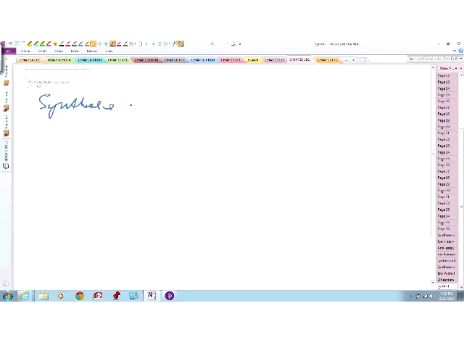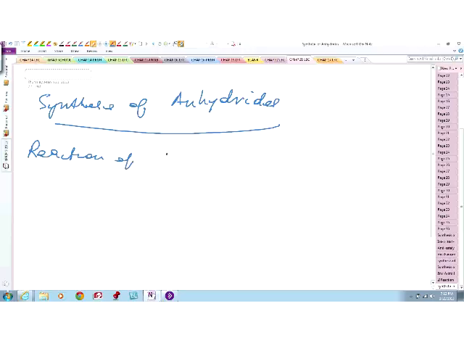Okay, synthesis of anhydride. This also, what do we do? We take acid chloride, say reaction of acid chloride with a carboxylate. Okay, that is similar to which one? The ester, remember? Okay. So if we take an acid chloride, we know how to make acid chloride now.